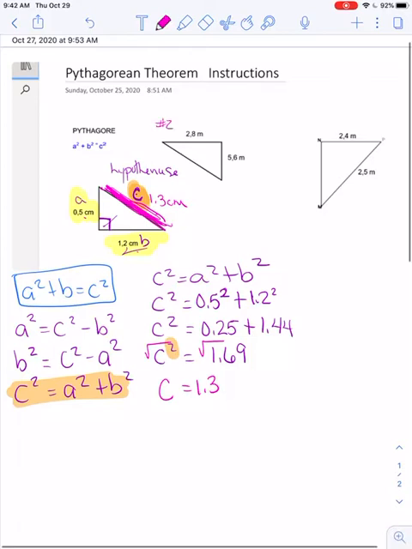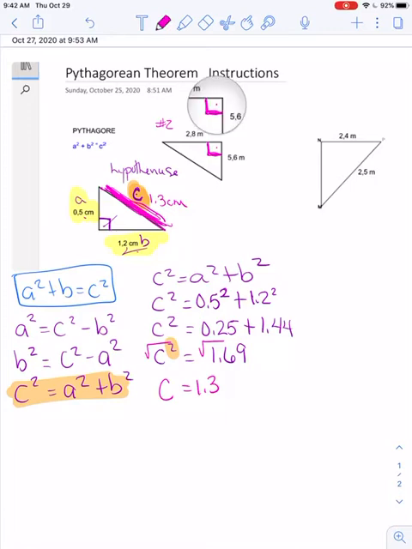Example number 2. So we always start on the right 90-degree angle, and we're going to mark our sides of our triangle. So we put our pencil there, we're going to cross the road. Cross the road starts with C. We're going to put our A and our B. So C is my hypotenuse. It's the longest side of my triangle. So we're looking for C.